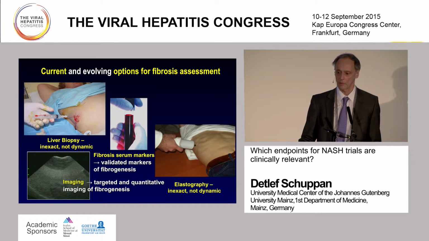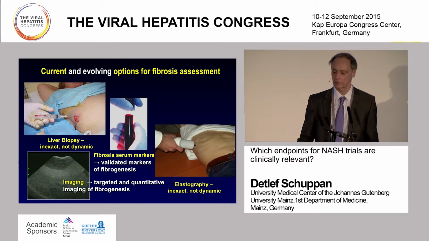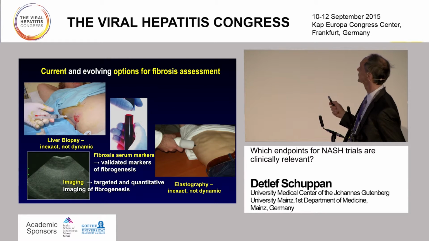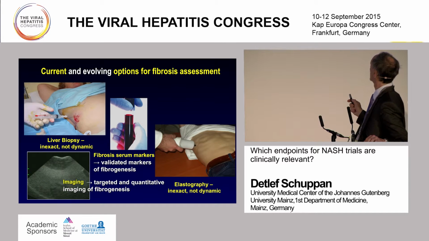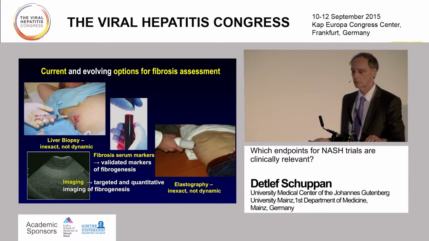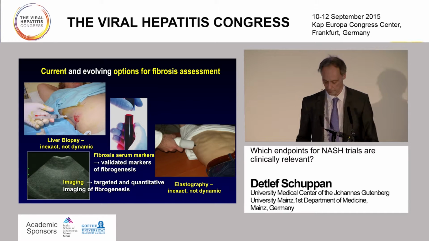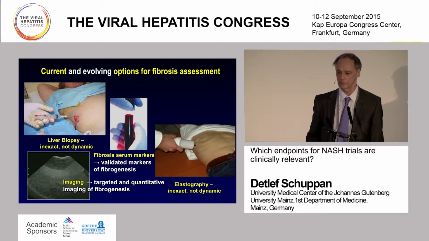So what about fibrosis assessment? We, of course, have the biopsy, which I have shortly discussed with a high sampling variability. We have serum fibrosis markers. We have transient elastography, and we have quantitative imaging. I will just discuss a few of these.